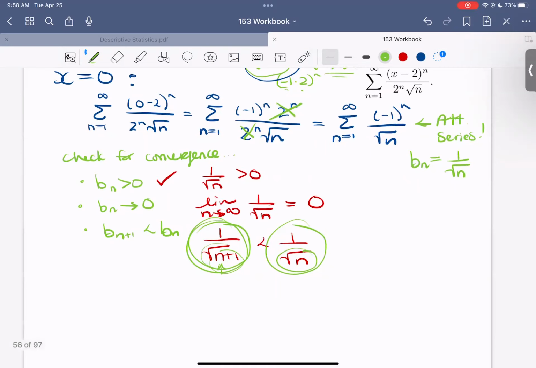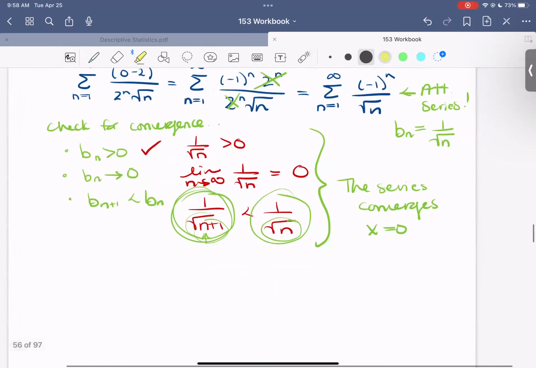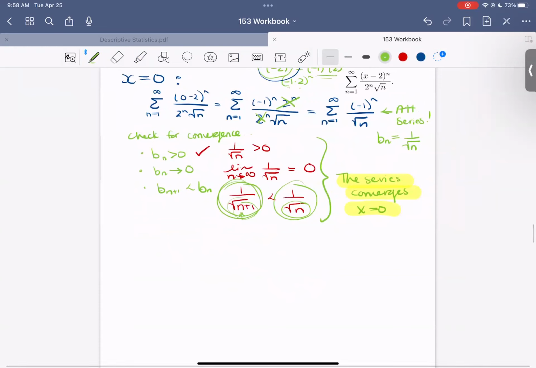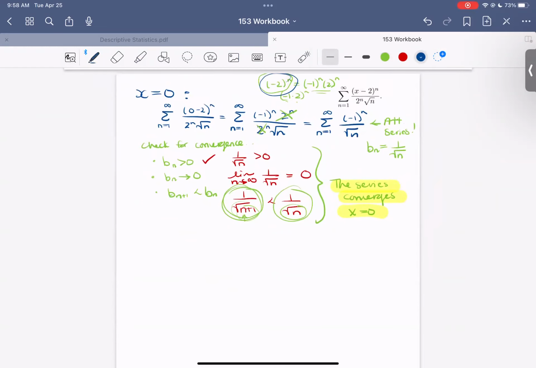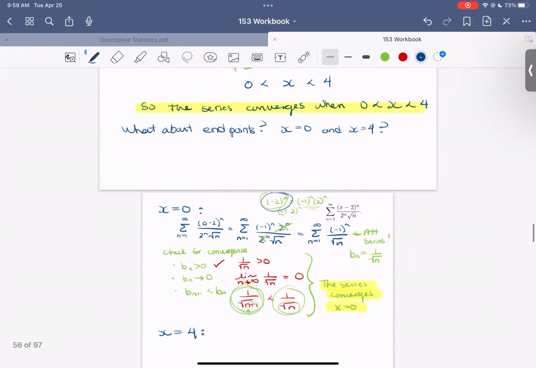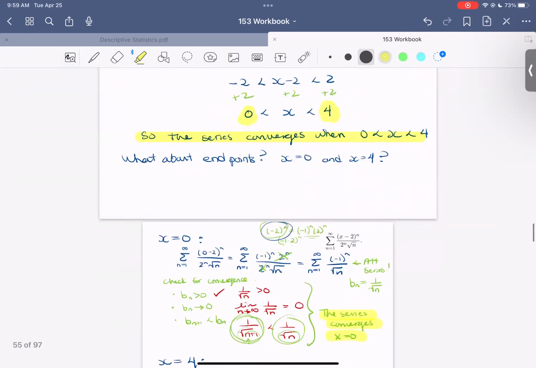Okay, well, this is cool because this shows us that the series converges. And I'll even just say specifically at x equals 0. So now we have a conclusion about that first endpoint. All right, let's consider what happens then at the other endpoint. So we need to check when x equals 4. The other endpoint was when x equals 4. So we need to go ahead and check that.